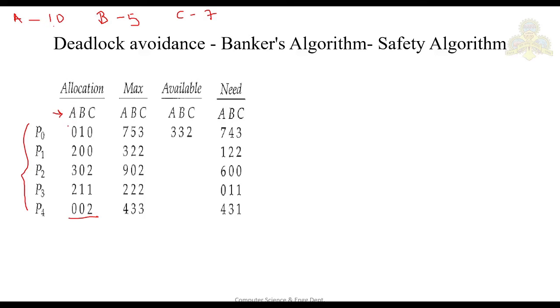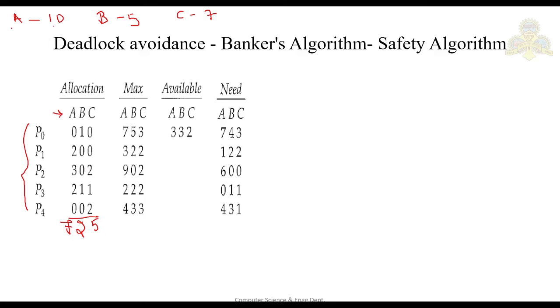Now check how many instances of the resources have been allocated. This column is for A, this is for B, and this is for C. Now calculate the total. 2 plus 3 plus 2. How much? 3, 4, 5, 6, 7. Okay. Then B, it is 1 plus 1, that is 2. C here 2 plus 1 plus 2, that is 5. Right? So that means out of this 10 instances of A, 5 instances of B, and 7 instances of C, you have already allocated 7 instances of A, 2 instances of B, and 5 instances of C.